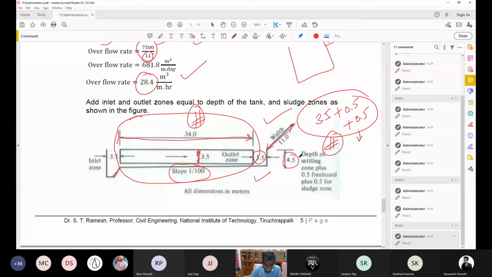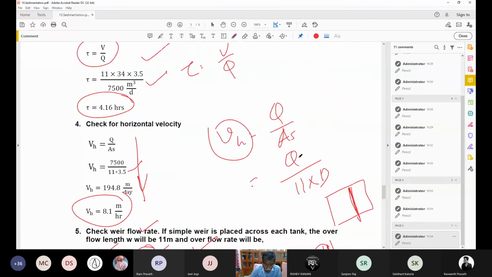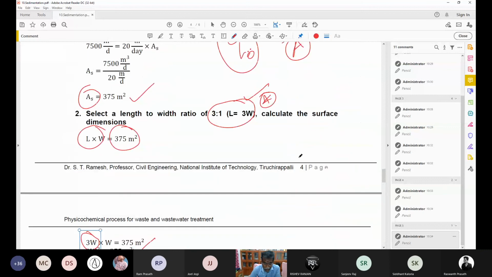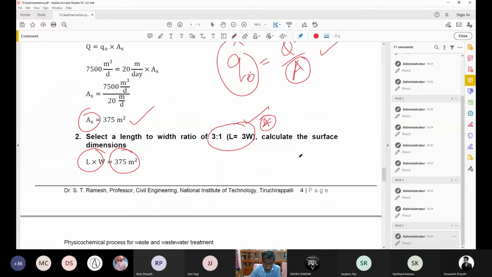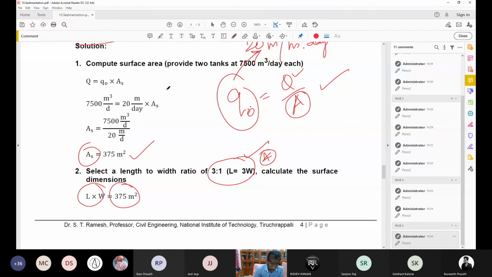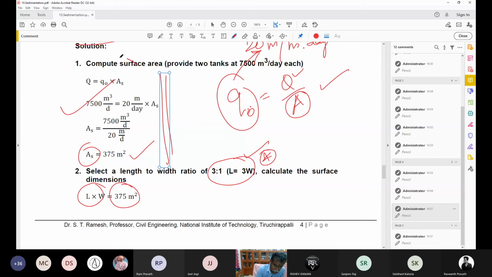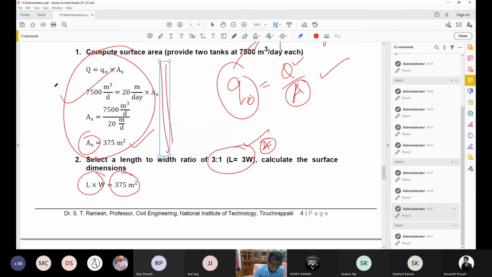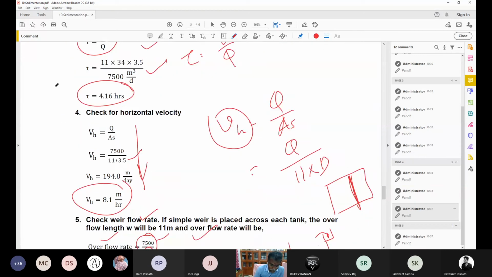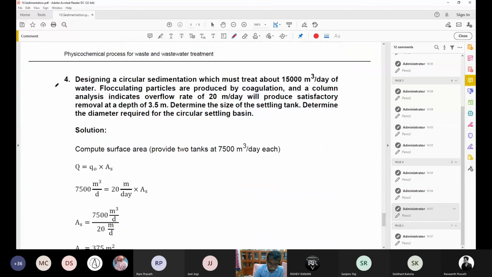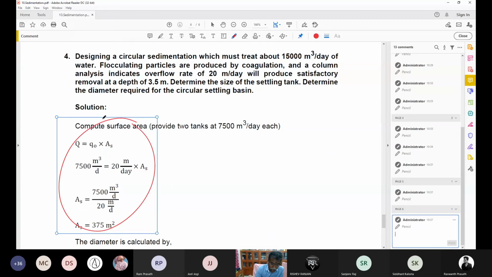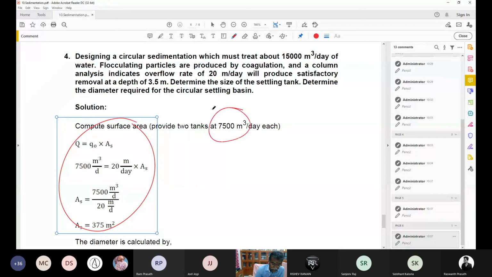Now, how to go ahead with the design of a circular sedimentation tank? Whatever your design is, L by W we assumed as 3 here. But if the same problem I go with a circular sedimentation tank, it is very simple. What I have to do is repeat the same process. I have to find out the area, and area can be equated to pi d square by 4. That's all. The same problem I solved into a circular sedimentation tank. Because here, instead of 4 tanks, you can assume 2 tanks. That's the only difference.